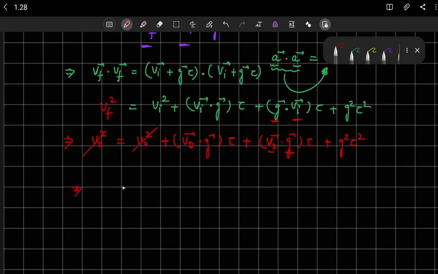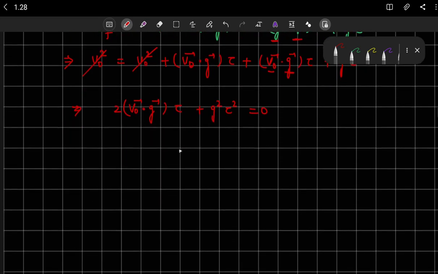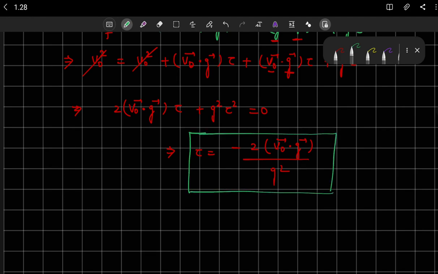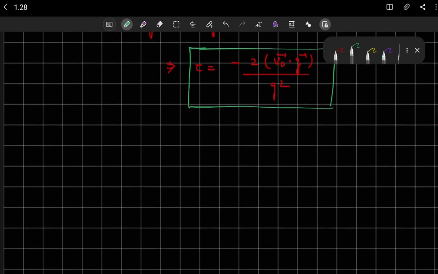So finally we will get 2 v naught vector dot product with g vector into tau plus g square tau square is equal to 0, and from here we will get tau is equal to minus 2 times v naught vector dot product with g vector, whole divided by g square. So this is the expression of the total time we have got. Now we have to find the final velocity. So the final velocity we can write as the initial velocity vector plus g vector into total time.